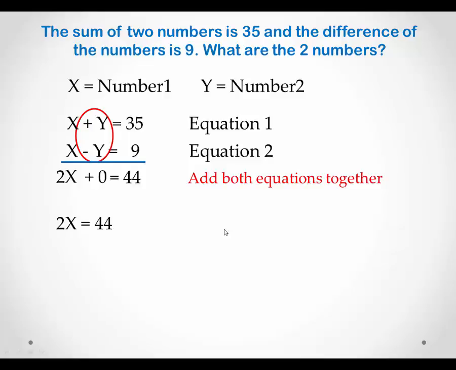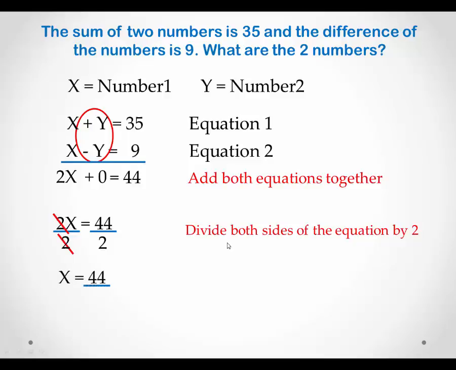Now from here, what we can do is eliminate the 2 from the x on the left hand side, and we do that by dividing both sides of the equation by 2. So we can cancel out the 2 by the x, and what we have left now is x equals 44 divided by 2, and that will result in 22 for the value of x. So therefore we now have our first unknown, which is x equals 22.